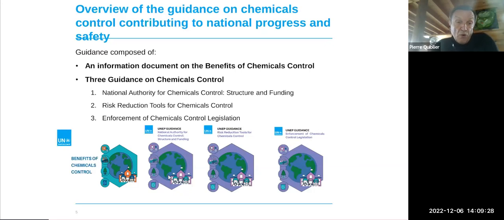This information document introduces the three guidance on chemicals controls. The first one is on the National Authority for Chemicals Controls, looking at what is needed in terms of structure and how much it will cost to build this national authority. The second is on what this national authority would do. It's all the tools that are there to reduce the risks for achieving chemicals control. And the third one is how you would enforce all these measures that you would develop with regards to chemicals controls legislations. So 4 documents, 3 guidance, 1 information document. Next, please.